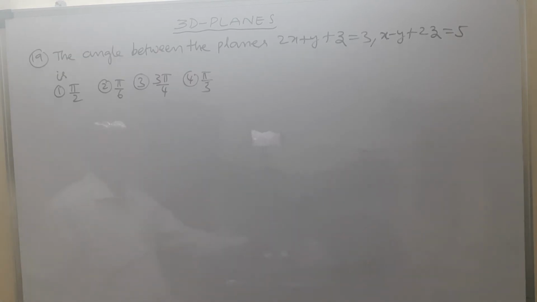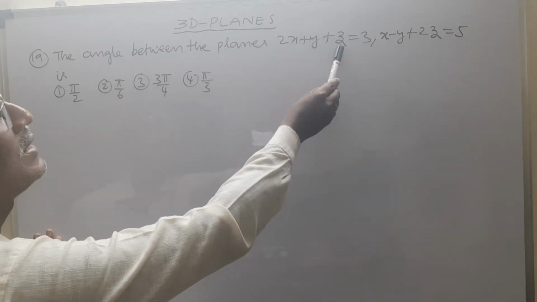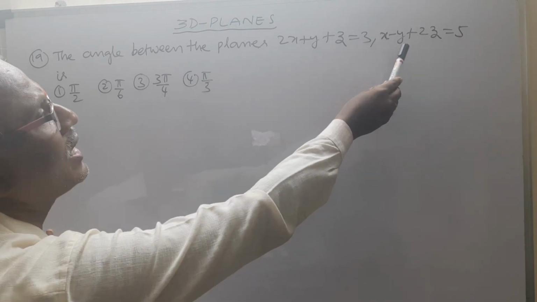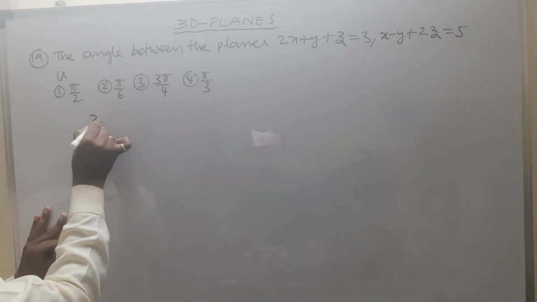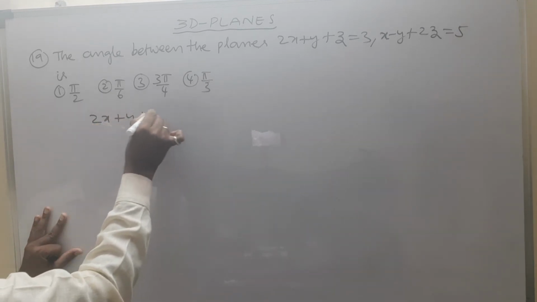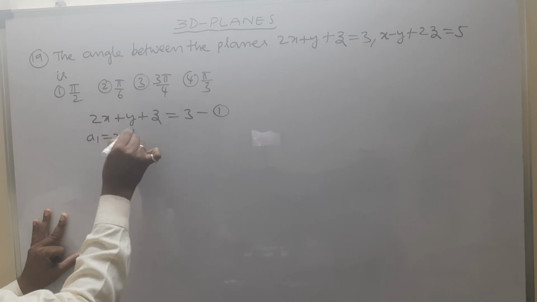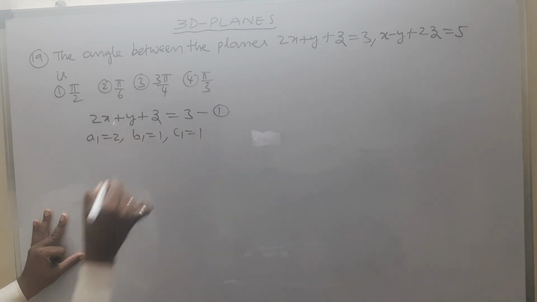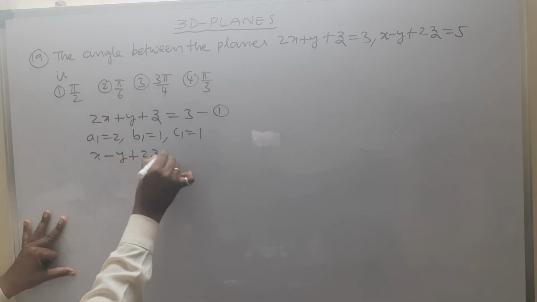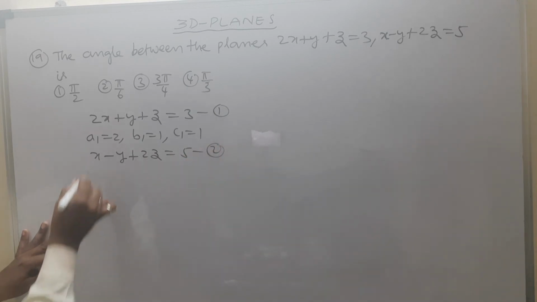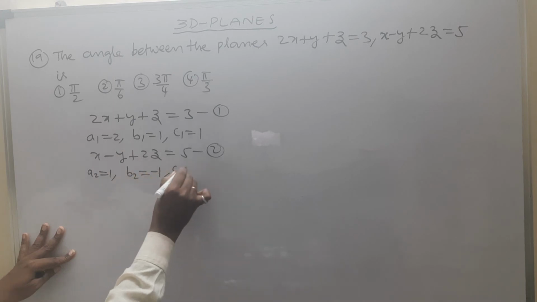Question number 19. The angle between the planes 2x plus y plus z equal to 3, comma x minus y plus 2z equal to 5 is. Here the four options are given. First equation of plane 2x plus y plus z equal to 3. In this plane equation, a1 equal to 2, b1 equal to 1, c1 equal to 1. Second plane equation, x minus y plus 2z equal to 5. This is equation 2. Here a2 is equal to 1, b2 is equal to minus 1, c2 equal to 2.